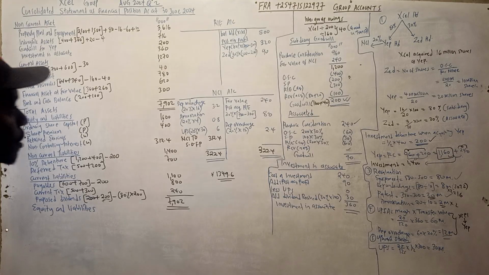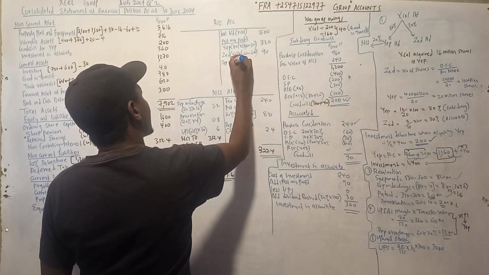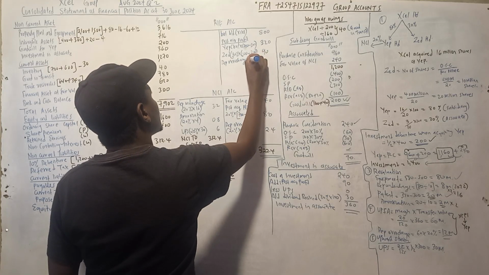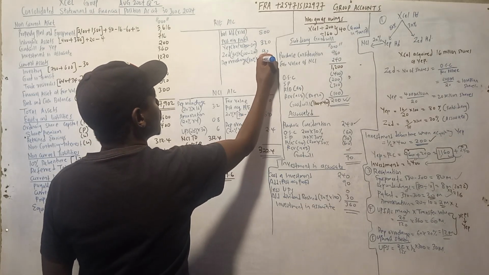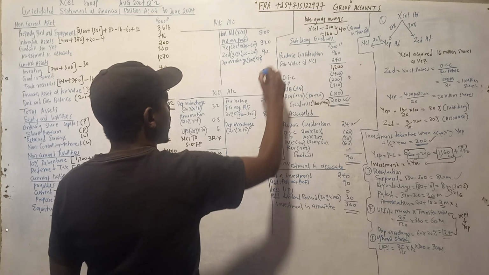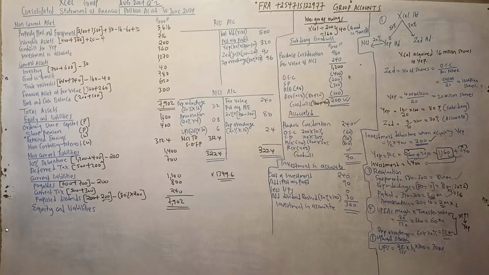Depreciation overcharge. 80% of 12. That will be 9.6. So 80% will be 9.6.